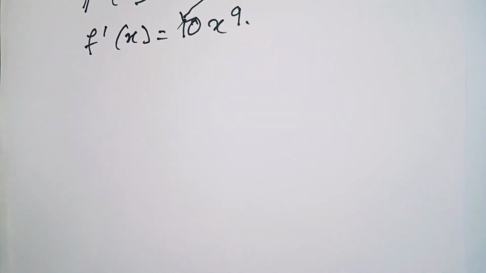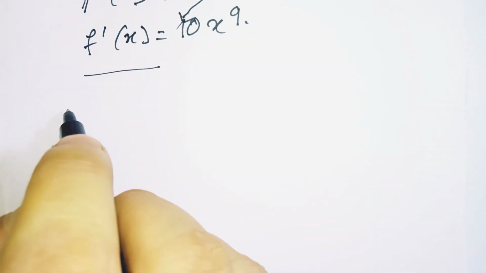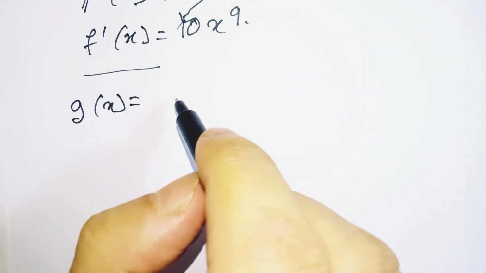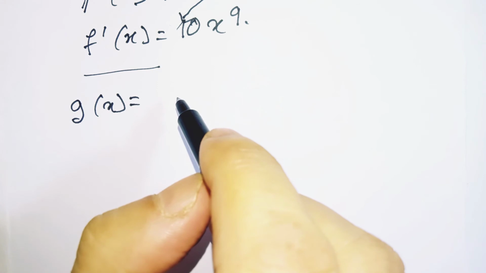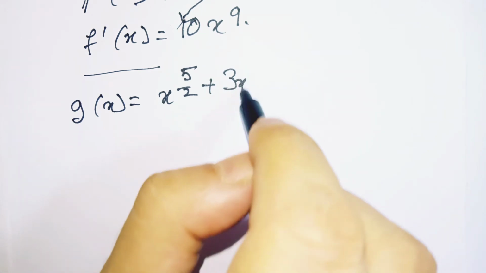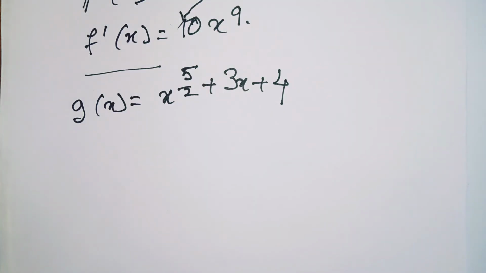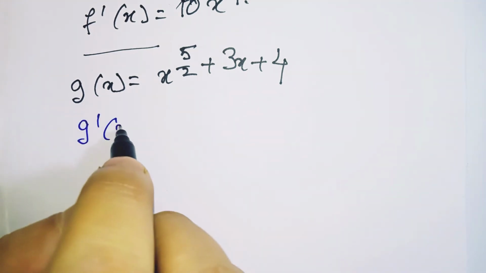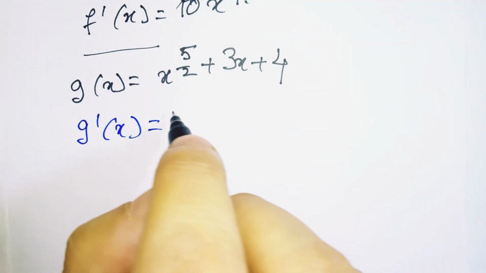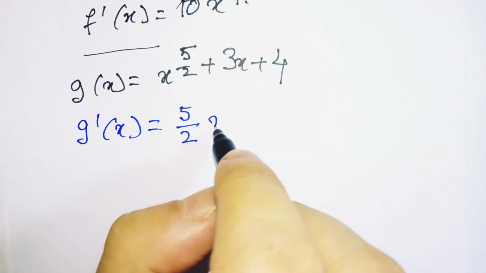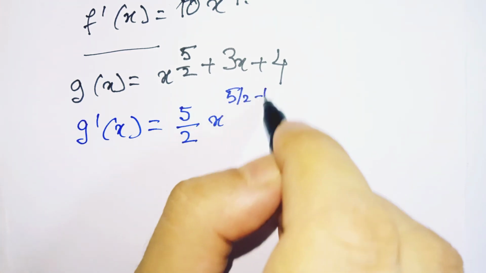Say for example, we get another expression, something like g of x equals x raised to the power 5 upon 2 plus 3x plus 4. We are trying to find the first derivative of this. I will use the Lagrange prime notation over here. So g prime of x, I can write this as, we bring this one, so 5 by 2, following this rule, x raised to the power 5 by 2 minus 1.